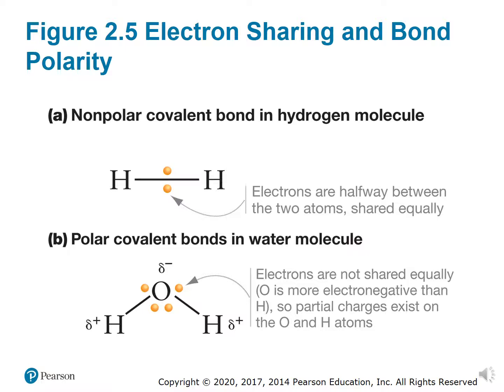So here's an example in figure 2.5 of either a nonpolar or a polar covalent bond. In the first example, 2 hydrogen atoms are sharing their electrons evenly. They're sharing them in the middle. So because of this, it is a nonpolar covalent bond.